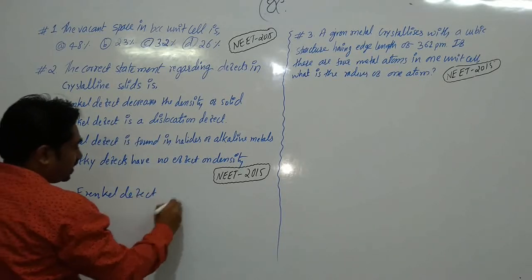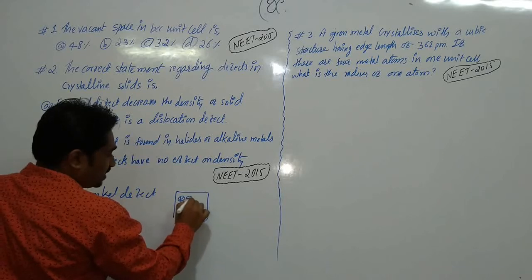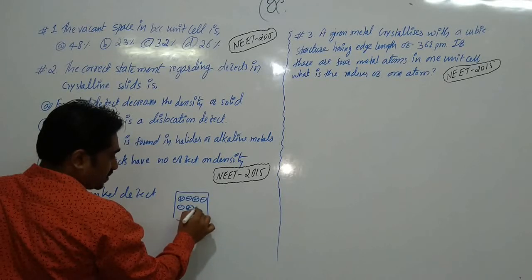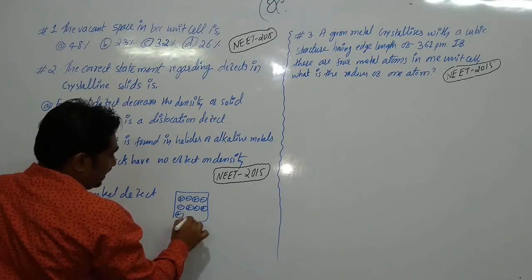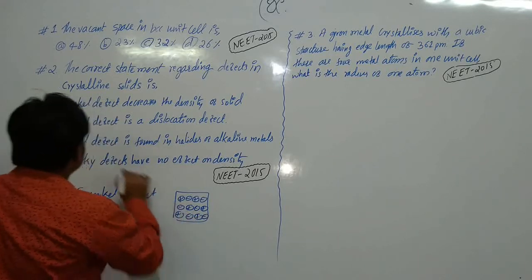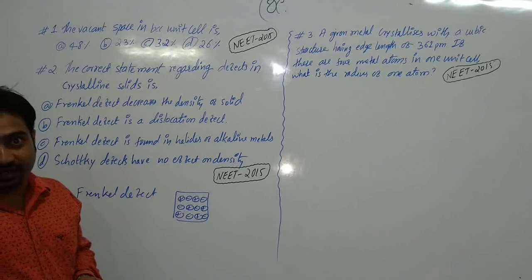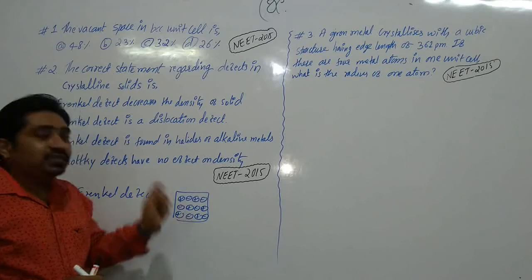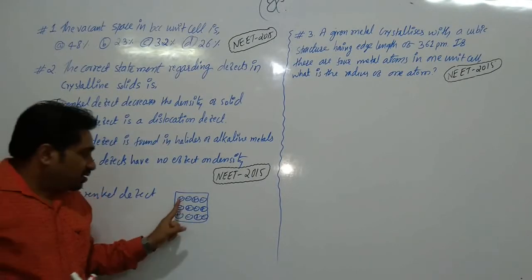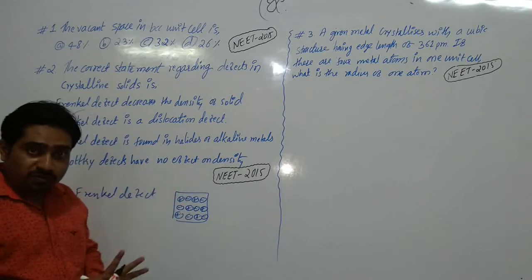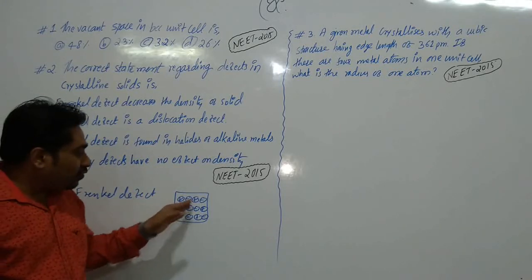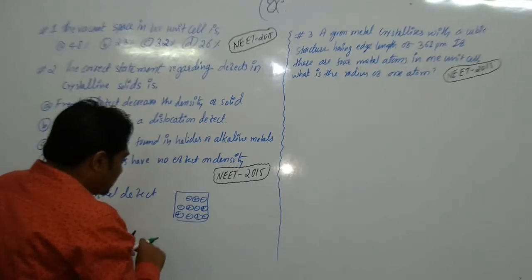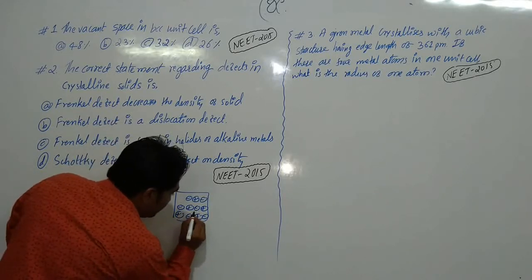See here, if this is our ionic solid, then what happens in the case of Frenkel defect? Basically, Frenkel defect is a dislocation defect. Why? Because in Frenkel defect, the small sized cation leaves its own site and occupies the interstitial site. Here this is the own site of the cation. It leaves this site and occupies the interstitial site.